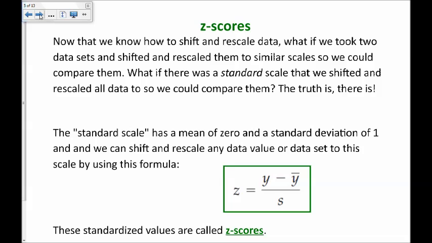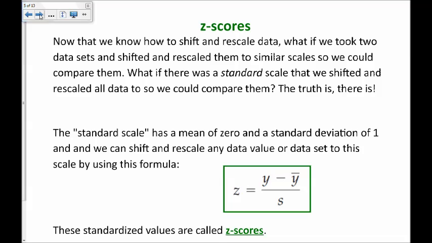Okay, next topic. Now that we know how to shift and rescale data, what if we took 2 data sets, maybe even different types of data sets, and shifted and rescaled them to similar scales so we could compare them? Okay, what if there was a standard scale that we shifted and rescaled all data to so we could compare them? And the truth is there is a standard scale, that's not a technical term, but I'm just calling it that, that has a mean of 0 and a standard deviation of 1.